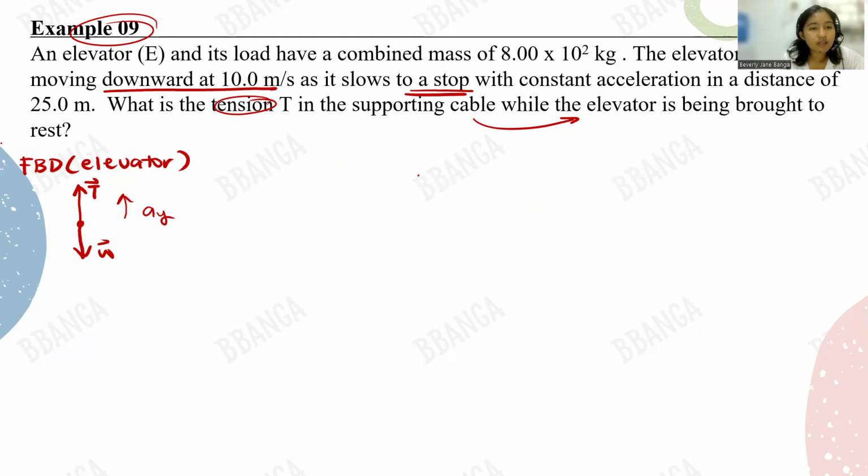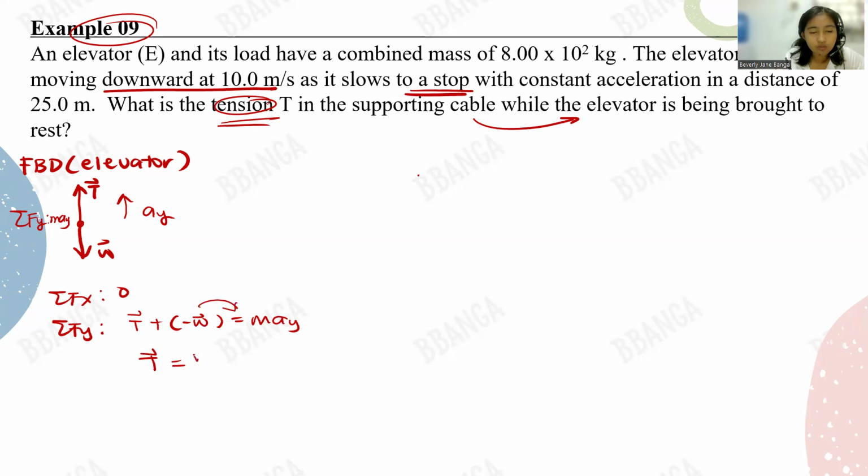Okay, so ito yung itsura ng ating FBD. Now, it is accelerating, yes. So, summation of force along y is MAY. So, sulat natin yung forces natin. Along x is 0, wala tayong force sa x. Along y naman is simply T plus negative weight is equal to MAY. So, we want to get a T. So, this is simply T is equal to weight plus MAY, wherein weight is simply mg plus MAY. And we can rewrite this as simply m times g plus ay.